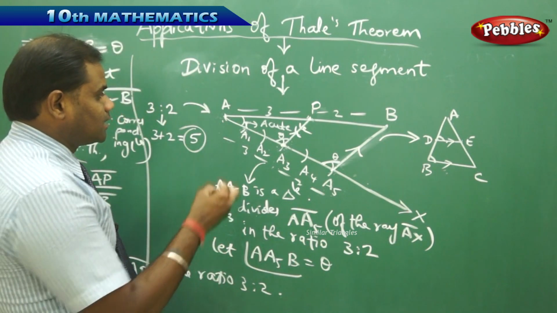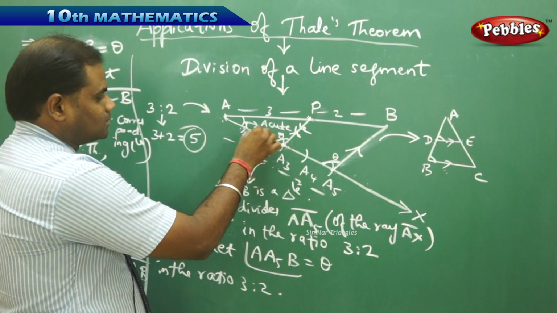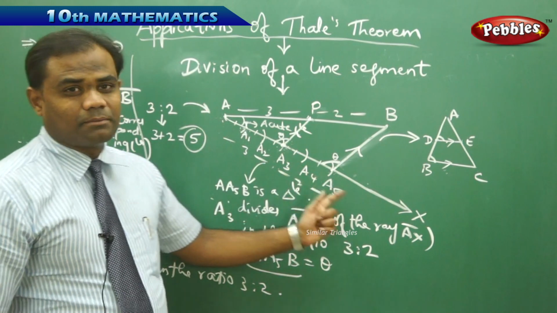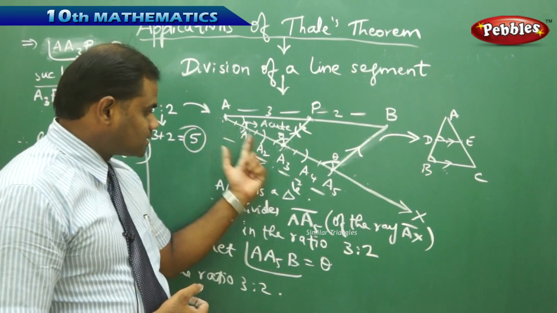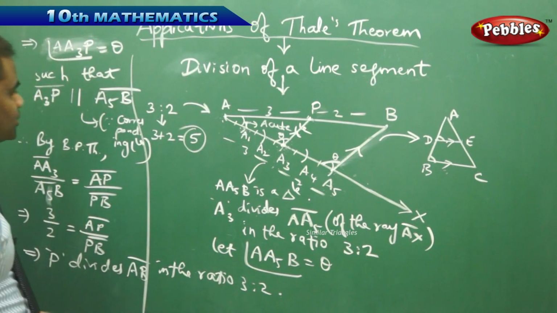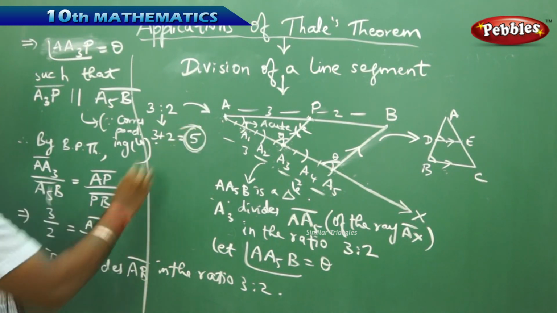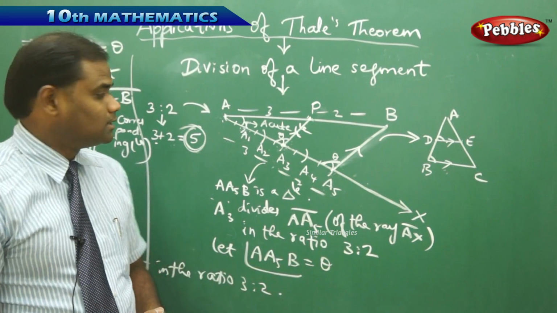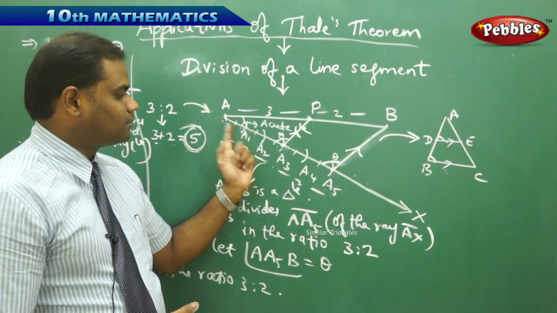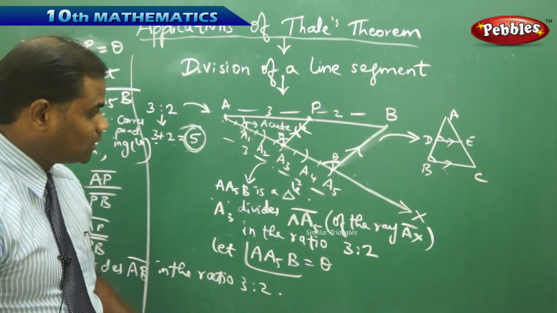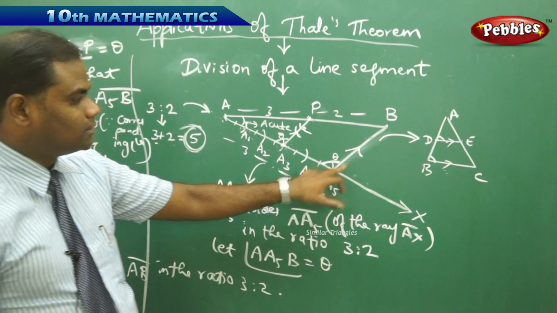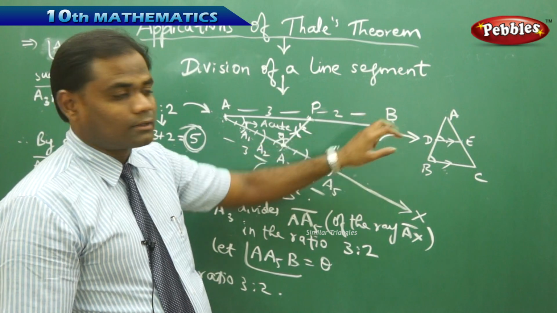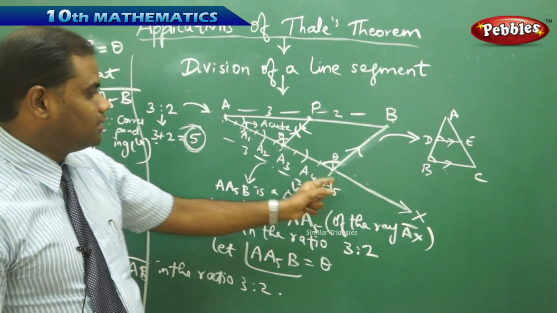Then on the ray AX, I take suitable distances and cut each time with equal distances everywhere, so that I get different parts here. Now the number of parts I divide depends on the ratio added up. If it is 5, I divide into 5 parts. If it is 7, I divide into 7 parts. In this case, I divide into 5 parts, A1, A2, A3 till A5. And once I divide into 5 parts, the last point is joined with the last point of the line segment AB, and then we get a triangle AA5B.